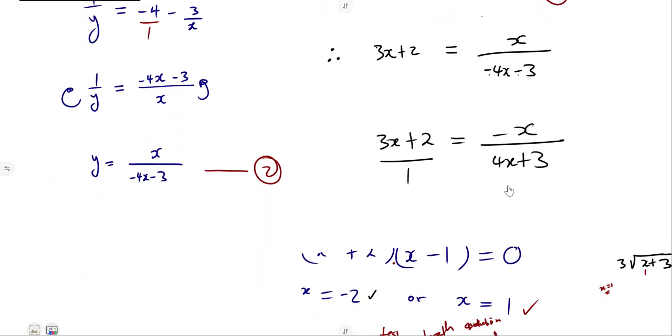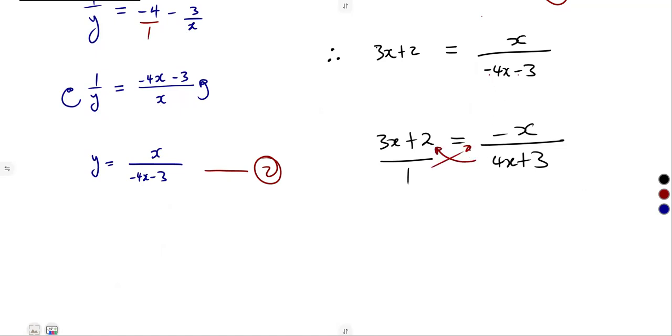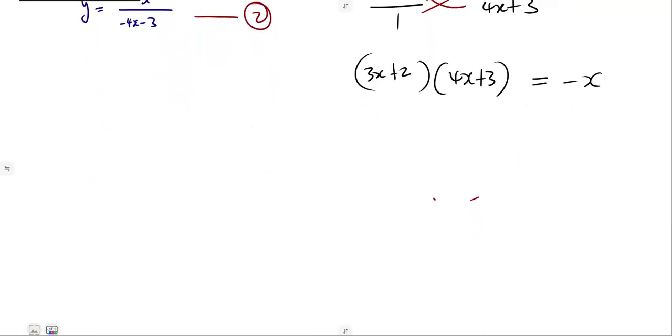It'll be easier, guys, working with positive, but not to say even with that negative you're not going to get answers. You're going to get answers, but we can avoid that. So let us cross multiply, meaning these two brackets, we will multiply each other: 3x plus 2 times 4x plus 3. That's equal to 1 times minus x, which is minus x. Expanding the two brackets, remember your FOIL method.